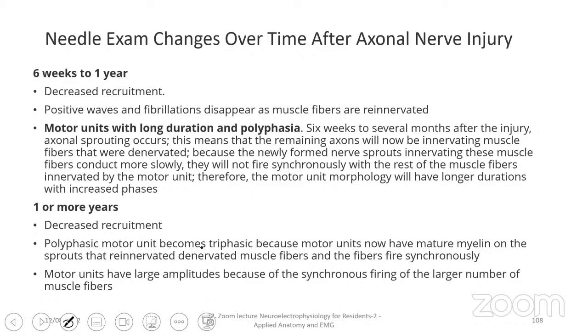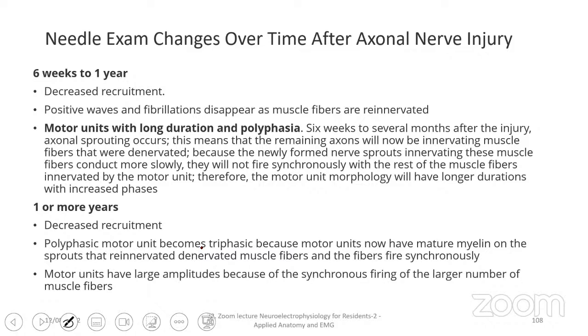Motor units with long duration and polyphasia. 6 weeks to several months after the injury, axonal sprouting occurs. This means that the remaining axons will now be innervating muscle fibers that were denervated, because the newly formed nerve sprouts innervating these muscle fibers conduct more slowly. They will not fire synchronously with the rest of the muscle fibers innervated by the motor unit. Therefore, the motor unit morphology will have longer durations with increased phases.